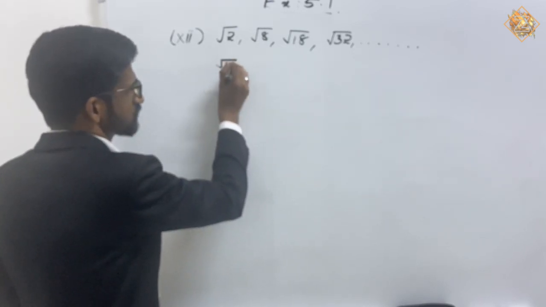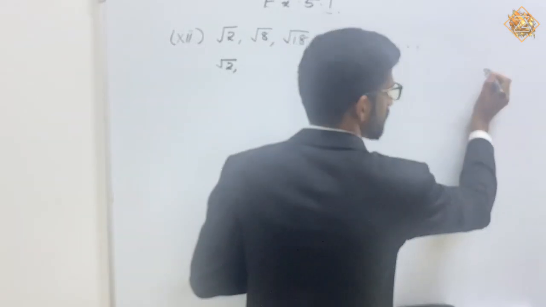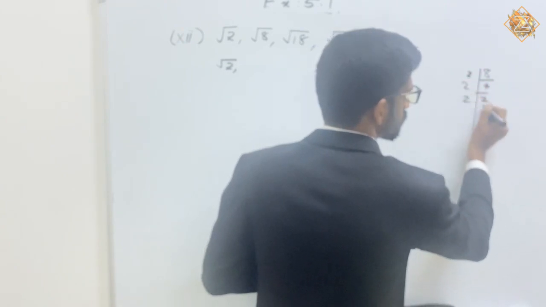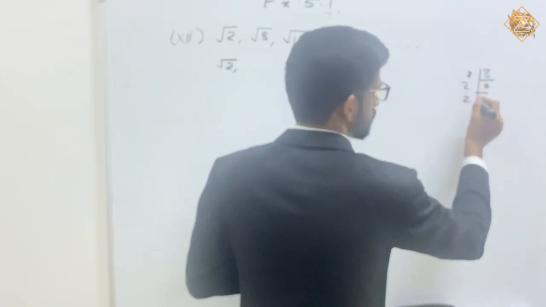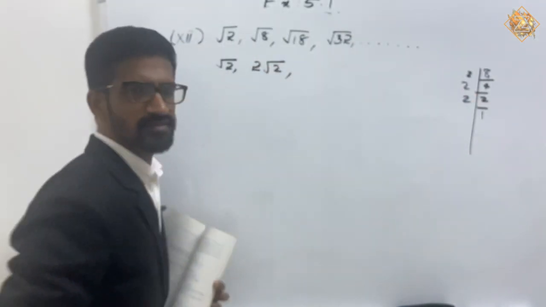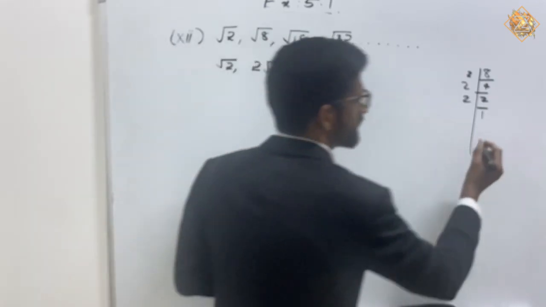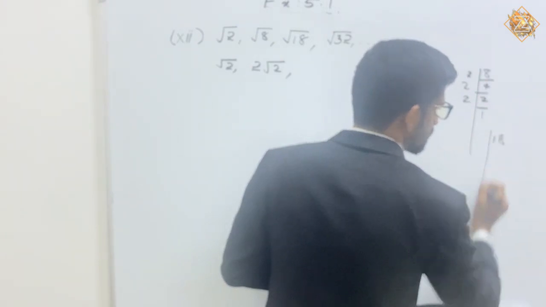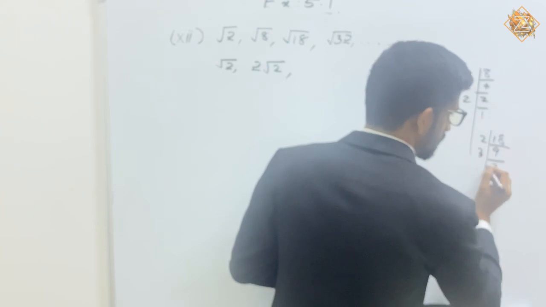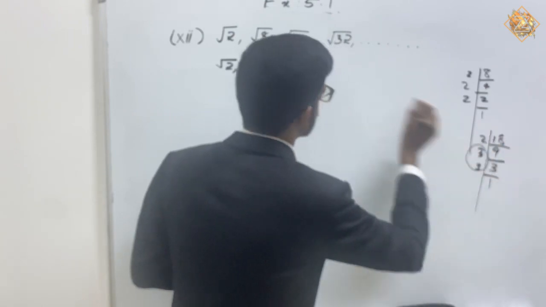Root 2 we can write as root 2 only, but for root 8 we can do the prime factorization, and we can say that root 8 is 2 into 4, 2 into 2, 2 into 1, isn't it? So that we can write as 2 root 2. So root 8 we can write as 2 root 2. Similarly, root 18: 2 into 9, 3 into 3, 3 into 1. So root 18 we can write as 3 root 2.